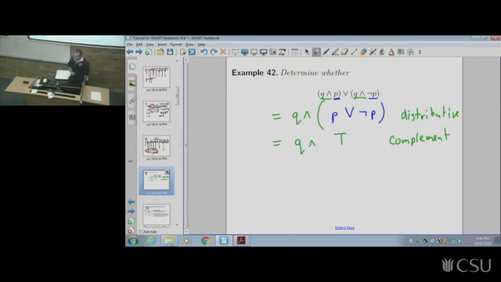And then we have to do Q and true, which is just Q. And that one there is the identity property. That's what I'm looking for. Again, you can look them up. So that's the identity property. So we can see this expression simplifies down to just Q. So the question is, is that a tautology, contradiction, or contingent?